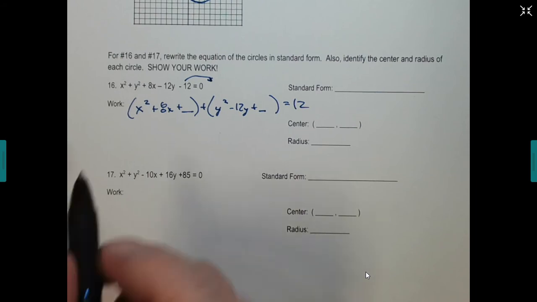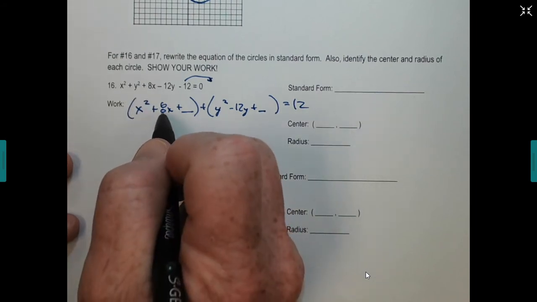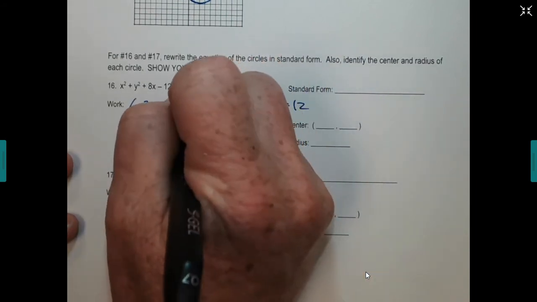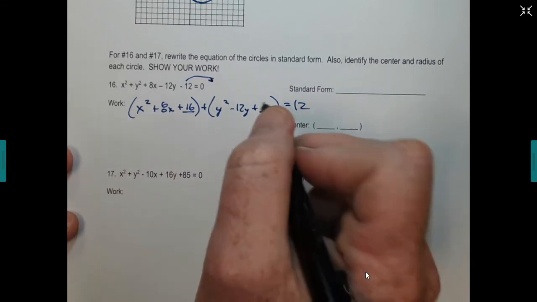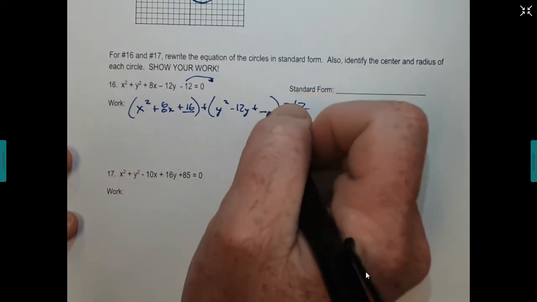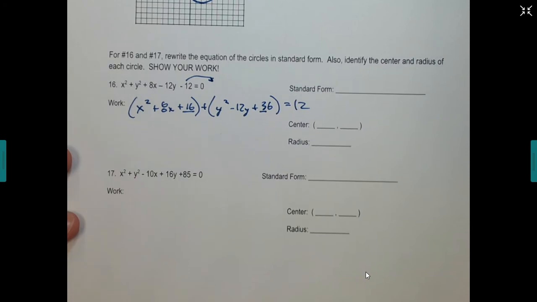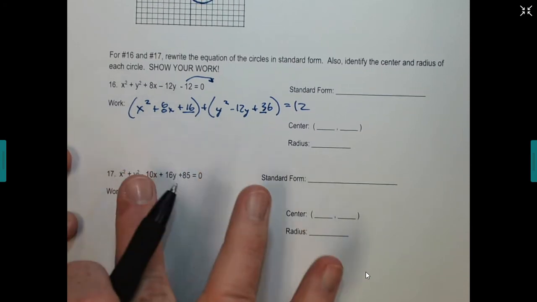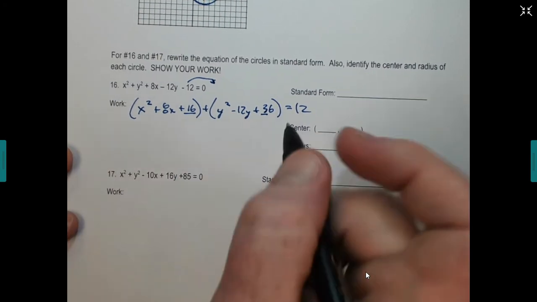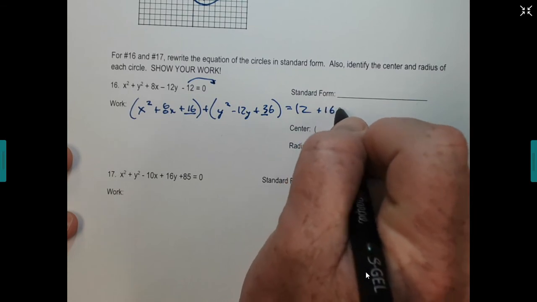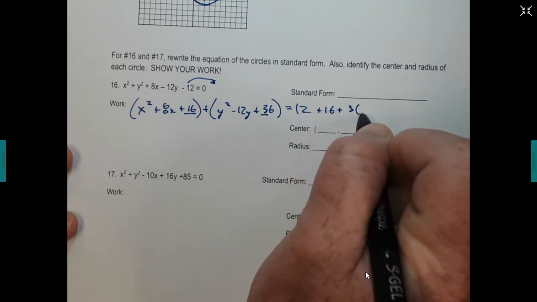Then I want to find out what half of b was, which is 4, and I square it. So I'm going to throw 16 in there. Half of b was negative 6, and I square it, I get 36. But if I add 2 values to the left side of the equation, I better add those 2 values to the other side of the equation.